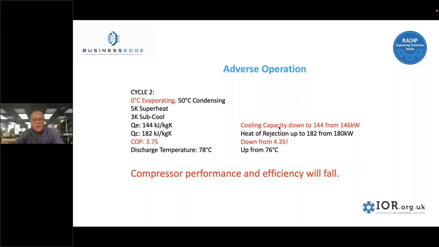Why could the evaporating temperature go down? Blocked filters on an air handling unit or a fan coil or a DX cassette, or lack of chill water flow, and blocked strainers. Many reasons for that. Now I have an even worse situation. My evaporating temperature has fallen and my superheat is too high.